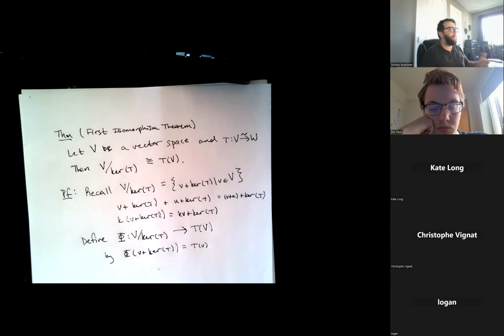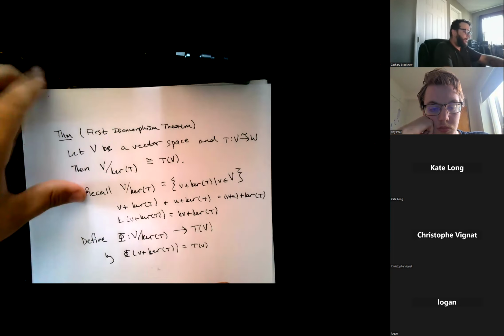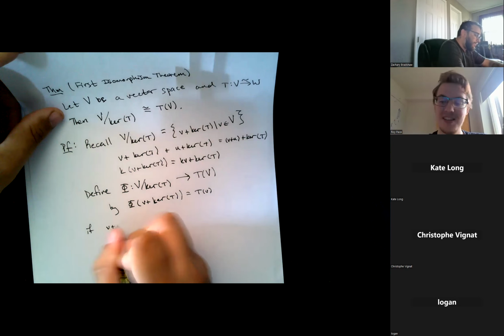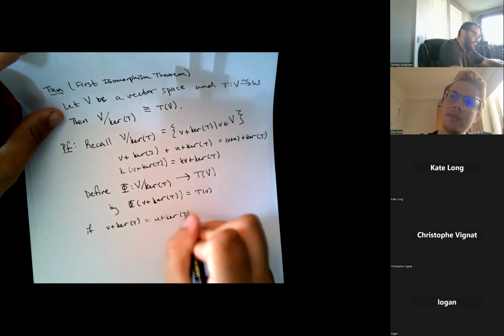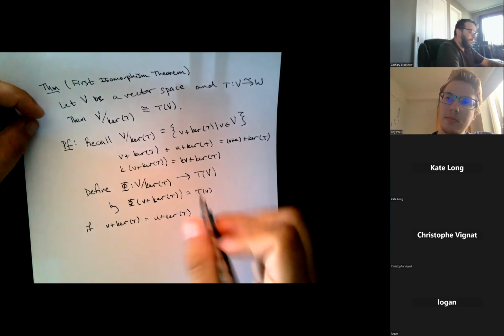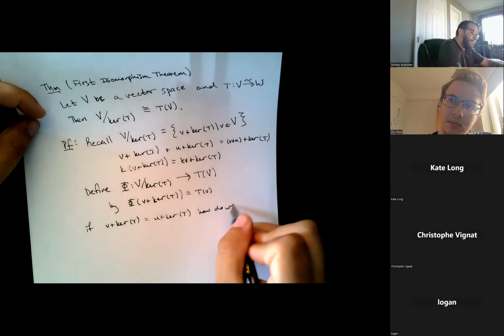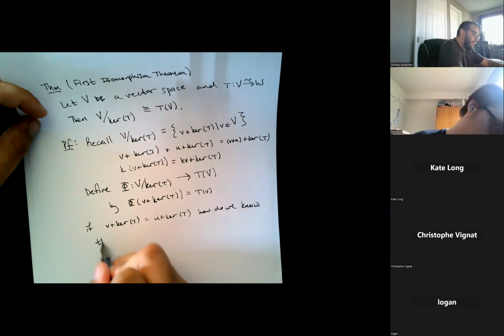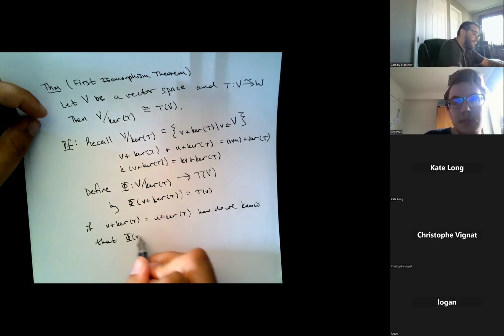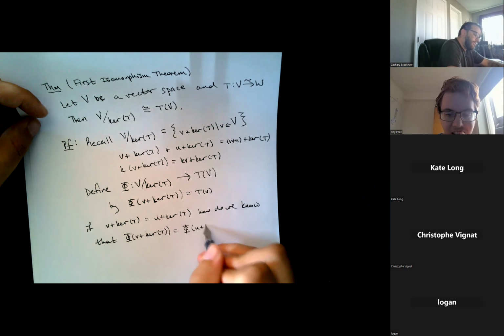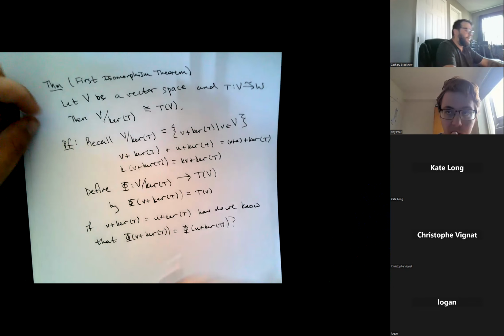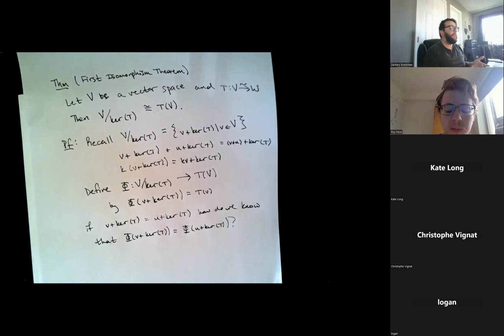Okay. And you can argue with me at this point. How do I know that this map is well defined, right? How do I know, if v plus kernel of T is equal to u plus kernel of T, right? That's totally possible. How do we know that phi of v plus kernel of T is equal to phi of u plus kernel of T? So in other words, how do I know that this thing actually is a map, right? Two things that are equivalent to each other actually get mapped to the same thing.